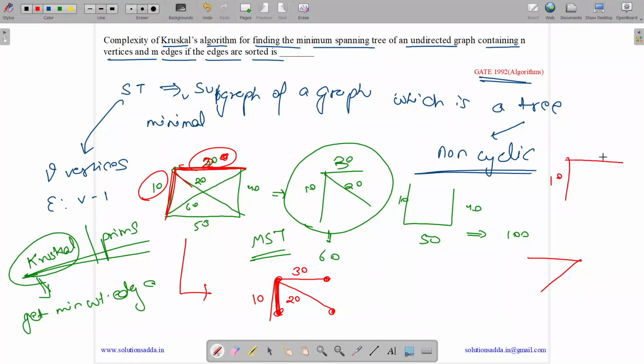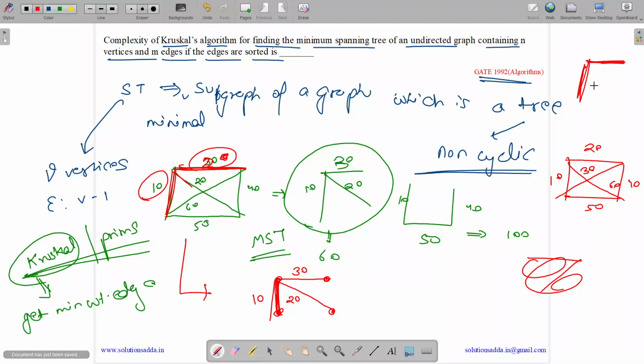We have 10 over here, we have 20 over here, we have 30 over here, then we have 40, then we have 50, and then we have 60 over here. So first of all we take the minimum, which is 10, okay, then we take the next minimum, 20, then the next minimum, 30, is forming a cycle, so we do not take it, and we take the next minimum, which is 40. So in this case the MST is 70. Okay, so this is the Kruskal algorithm.